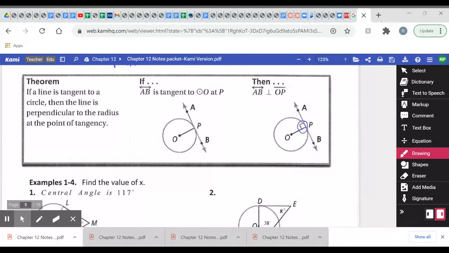And that's shown by the right angle. So anytime you see a tangent line, that means you can add a right angle to your picture, and that can help you solve other things. And obviously, if it's perpendicular to a radius, it's also going to be perpendicular to a diameter.